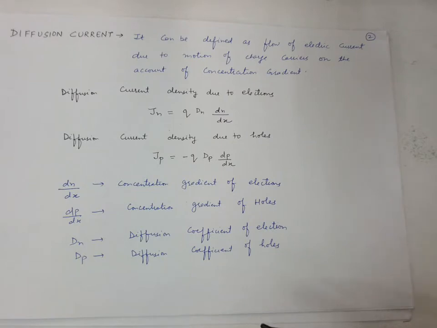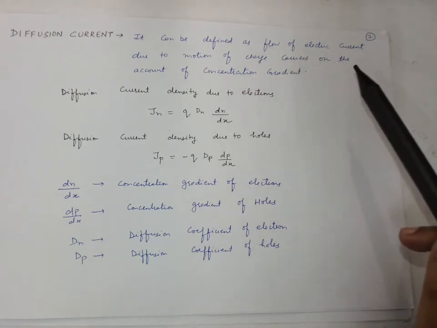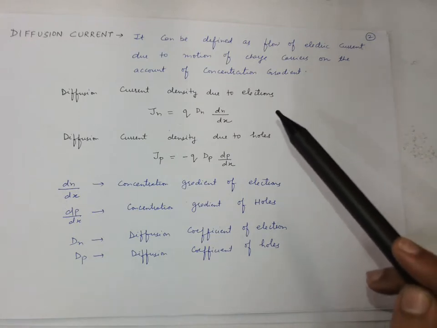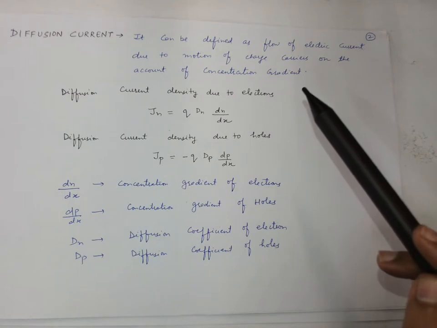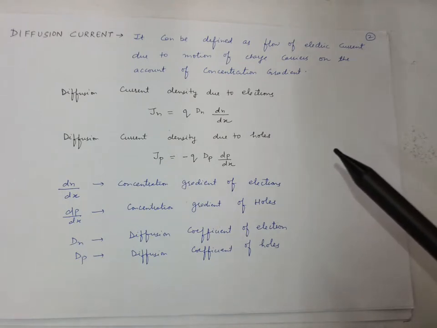Now when we talk about the PN junction, on the P side the majority carriers are holes, while on the N side the minority carriers are holes. So there is a concentration gradient, and due to this concentration gradient there will be a flow of electric current due to the motion of the charged particles. The major reason behind it is the concentration gradient which is established in the P and N type semiconductors.